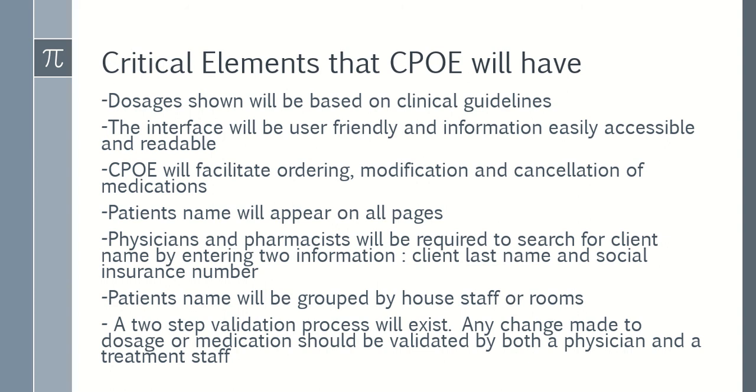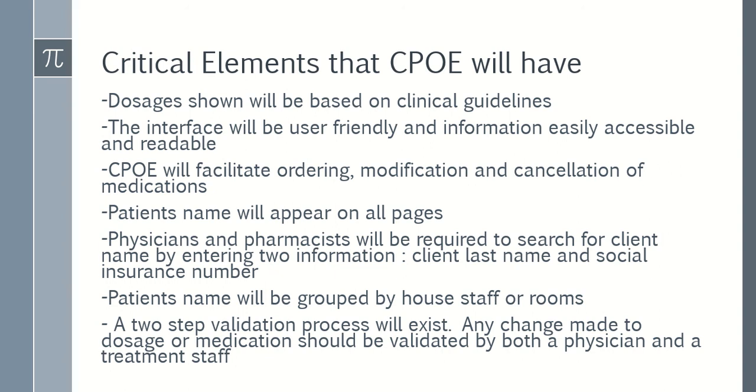We'll make sure that patient names appear on all pages, so that would reduce the risk of mistaking client files. We'll also make sure that physicians and pharmacists are required to search. So instead of having a long list of alphabetical names, you will have to search for the client, and in order to find a patient, you'll have to enter two pieces of information: the client's last name and social insurance number. That would ensure that the client looked up is actually the client that you intend to look at.